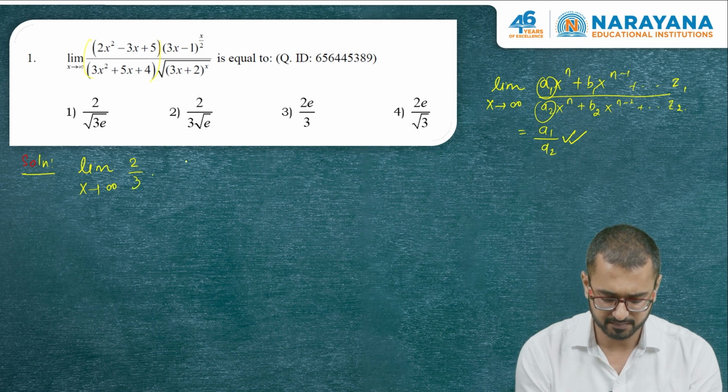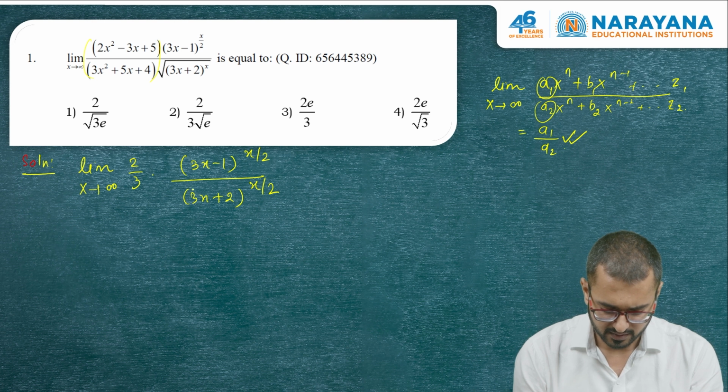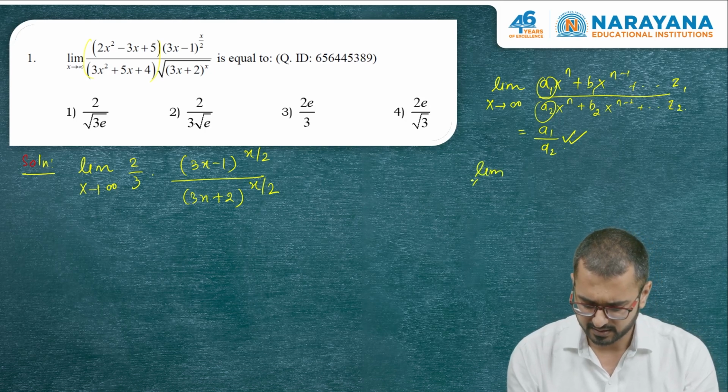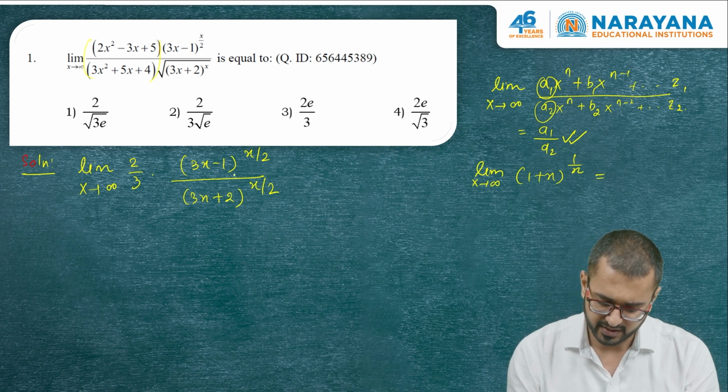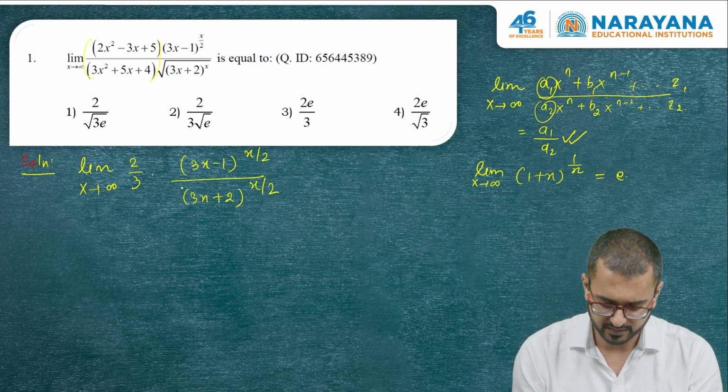We are left only with (3x − 1) to the power x/2, and here also I can write (3x + 2) to the power x/2. So our concern is now this. Here, this is 3x − 1, so we have to use this result: limit x tends to infinity, (1 + 1/x)ˣ. We have to make it the 1 to the power infinity form, and this will give me e. So we'll adjust into that form.